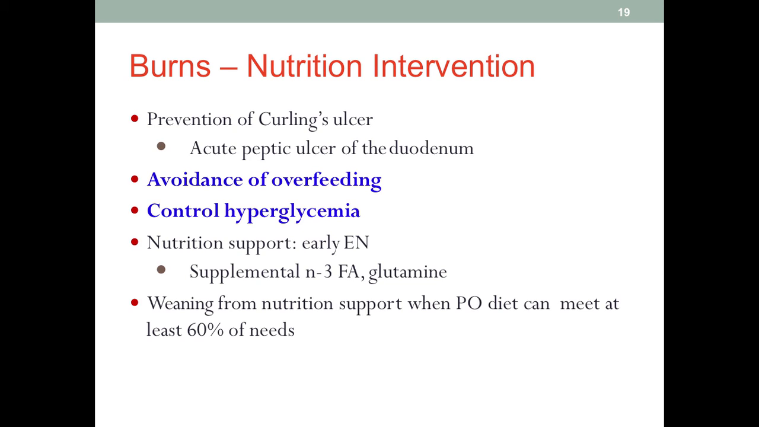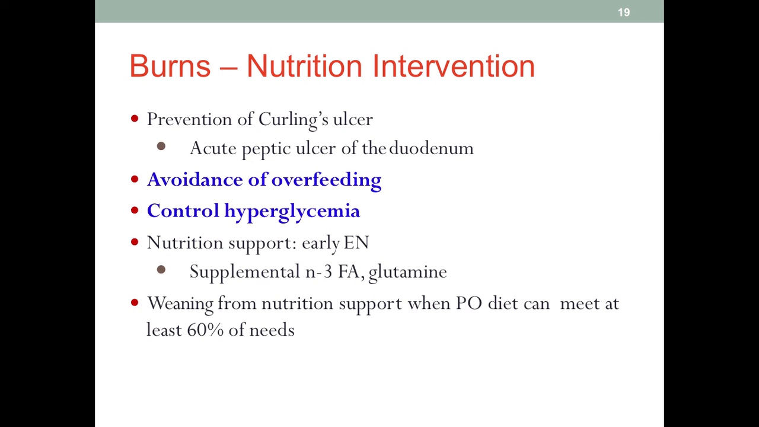When we provide a nutrition intervention, one goal is to prevent Curling's ulcer in the duodenum. Curling's ulcer is actually an acute peptic ulcer in the duodenum. This is a type of stress ulcer. Remember when we talked about GI disease, we talked about the peptic ulcer disease, the gastric ulcer that's caused by excessive acid in the stomach. And when we talked about that, we also mentioned stress ulcers. This is a case of a stress ulcer because the whole system is under metabolic stress. So that's what we're seeing as a result.